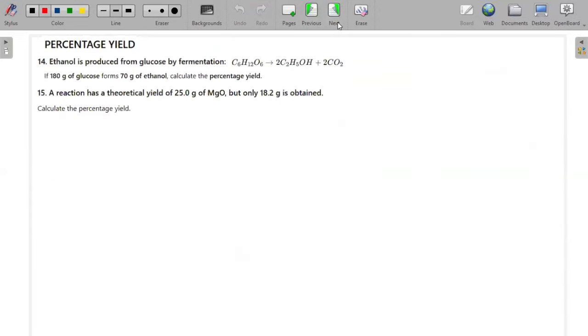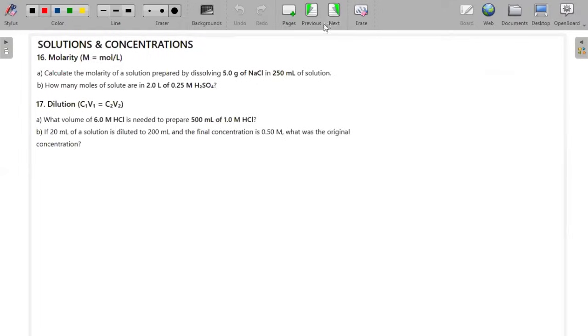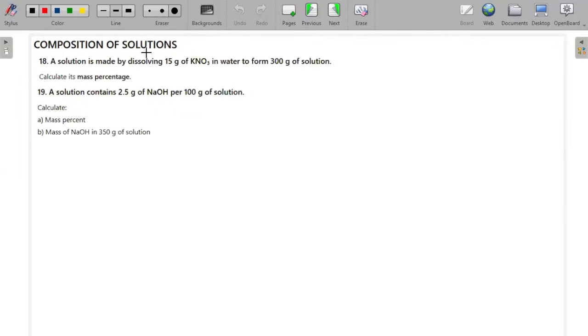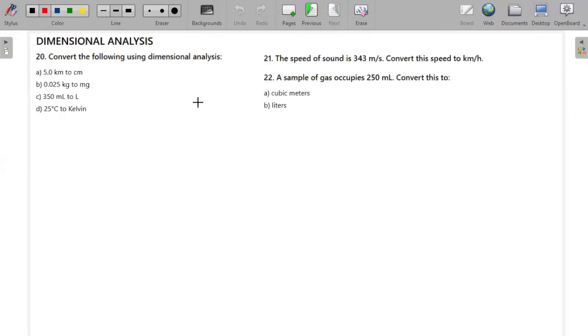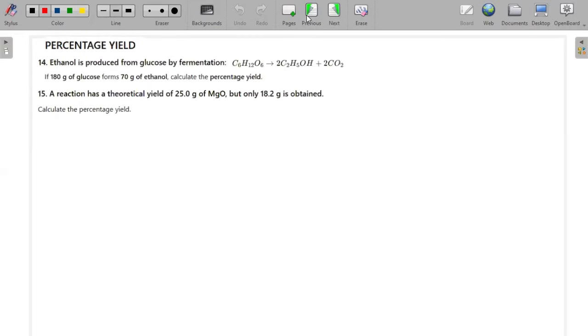So we are going to do questions on percentage yield. We haven't done these. Solutions and concentrations, and then composition of solutions and dimensional analysis. So we are left with about 4 concepts that we have to cover. If you have any other questions, please forward them so that we solve them in the next class. All right, so any other question before I close this class?